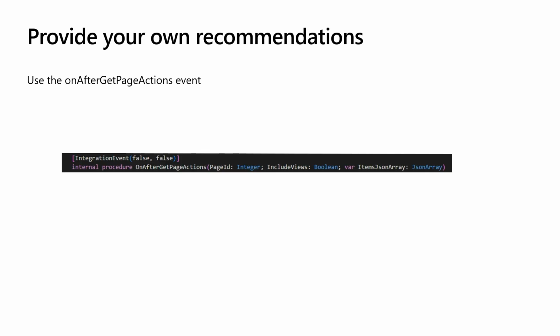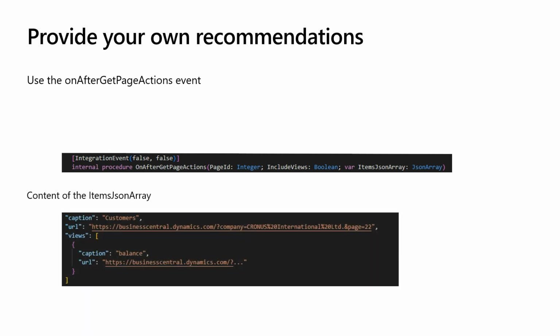If you subscribe to this event, it'll give you information about the page ID of the user's current role center and the items JSON array. This array contains information about all the recommended items that are going to show up in the list. And with this event, you can hook in and make changes to the array, remove options, add your own content to it, and customize the experience users are getting when they add a tab. You'll see that the structure is quite simple. There's a caption, there's a URL, and there's an optional field to add views to each of the items.